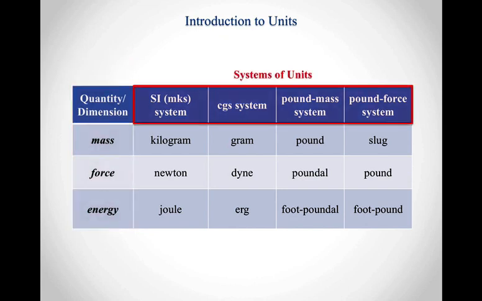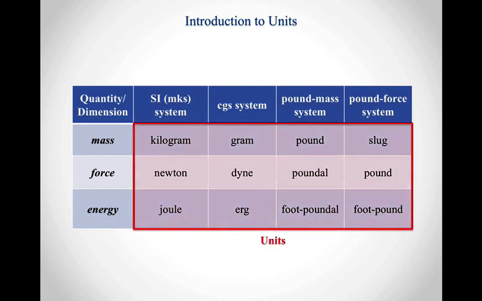I can now think about which system of units I want to report the mass or the force or the energy in. Again, you'll notice up here there are two metric systems: the SI system and the CGS system. I've also listed two British, or imperial, systems: the pound mass system and the pound force system. The difference between these two systems is the way they choose to treat pound as a unit. And then there are all the particular units within those systems.